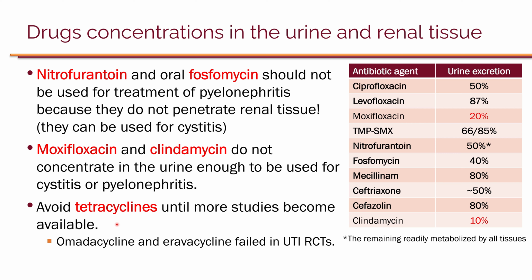So something like doxycycline may have sufficient concentration in the urine and some of these other tetracycline derivatives, but clinical studies are lacking, and two recent agents that came to the market, omadacycline and eravacycline, they were both tested in randomized clinical trials of patients with urinary tract infections, and both of them failed to achieve non-inferiority to the standard of care. So because two agents have already failed treatment, it's important to avoid this when possible until more studies become available.